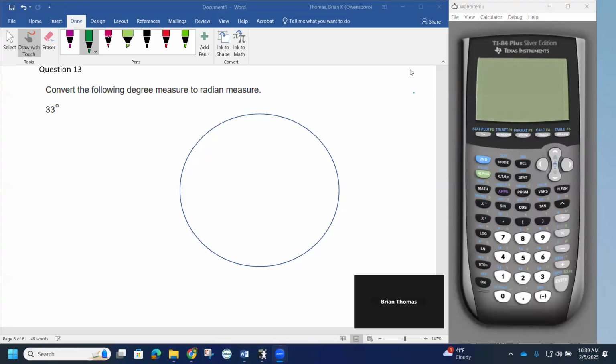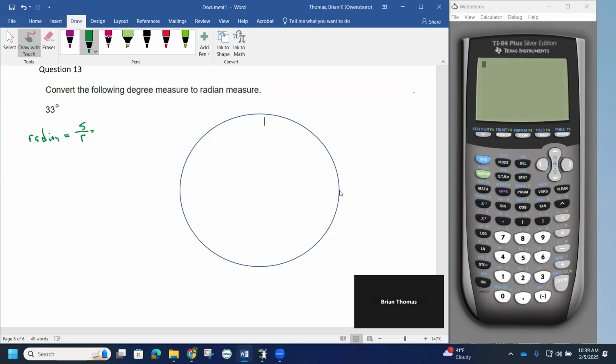The question 13 says, convert the following degree measure to radian measure. So by definition, a radian measure can be defined by the arc length divided by the radius. And this ratio will typically turn into a decimal.